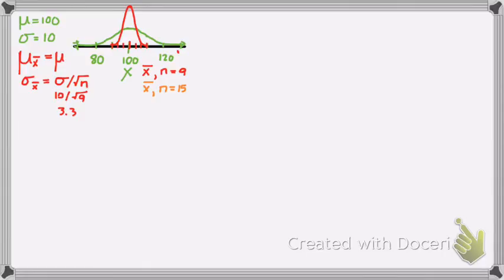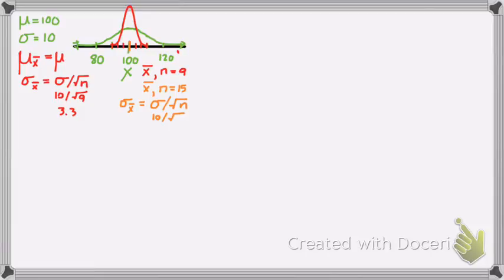So if n is 15, my mean is still going to be right there at 100, because the mean will stay the same. But now for my sampling distribution with a sample size of 15, the standard deviation of the sampling distribution of the sample mean is going to be sigma divided by the square root of n, so 10 divided by the square root of 15.